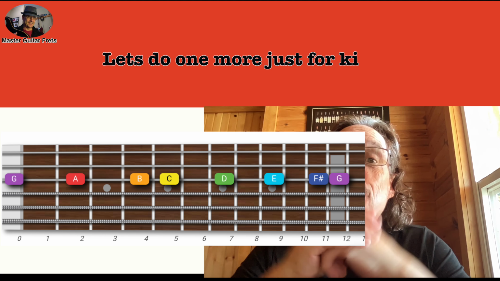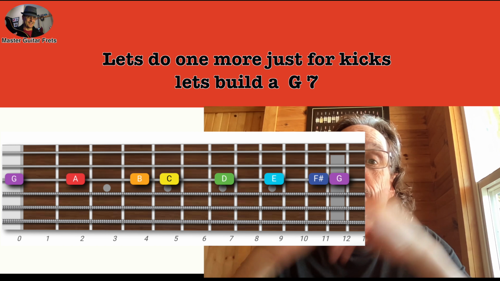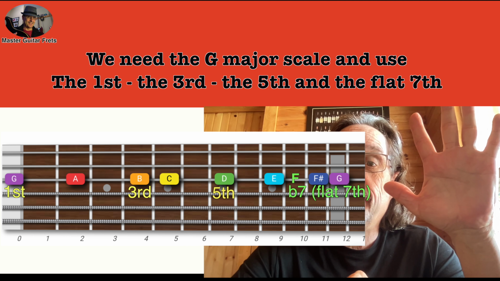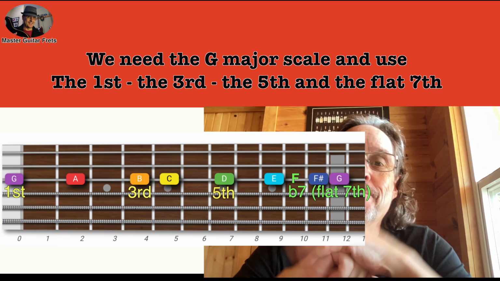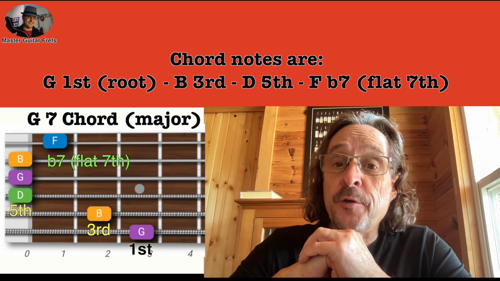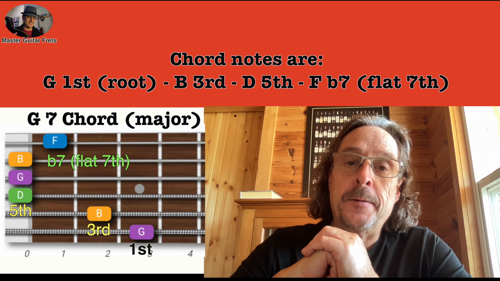Okay, let's do one more just for kicks. Let's build a G7 chord. We need the G major scale and use the first, the third, the fifth, and a flat 7. Chord notes are G, the first, B, the third, D, the fifth, and F, the flat 7.